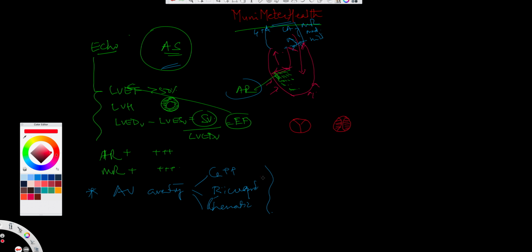So bileaflet will be a bicuspid variety right here. And this is very prone for calcification, just so that you know. The calcification can occur anywhere along the lines here, and sometimes encroaching into the valve leaflets, so minimizing their mobility, sometimes making them very friable as well.